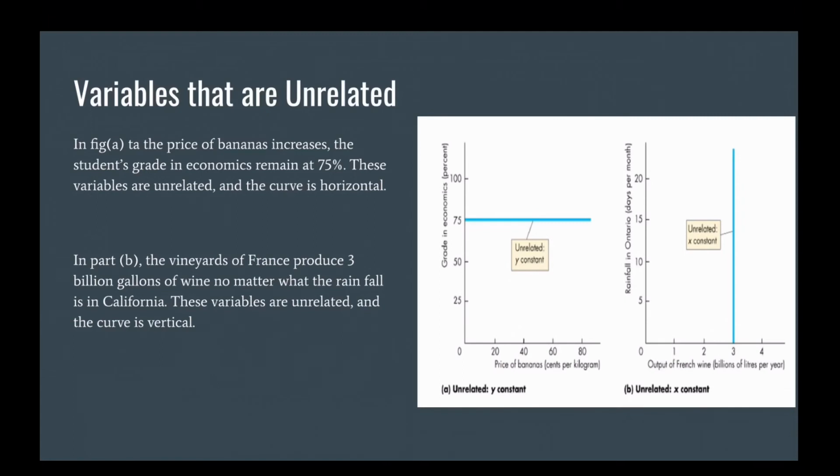This is about the variables that are unrelated. In figure A, as the price of bananas increases, the student's grade in economics remains at 75%. So both are unrelated variables. They're not related to each other. So for these variables, the curve is horizontal, and the slope of these variables is 0. In part B, the vineyards of France produce 3 billion gallons of wine no matter what the rainfall is in California. So these variables are unrelated and the curve is vertical. Here x is constant. On the right hand side, y is constant.